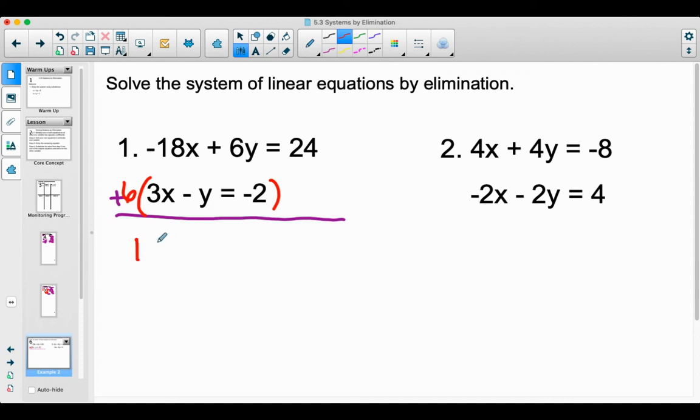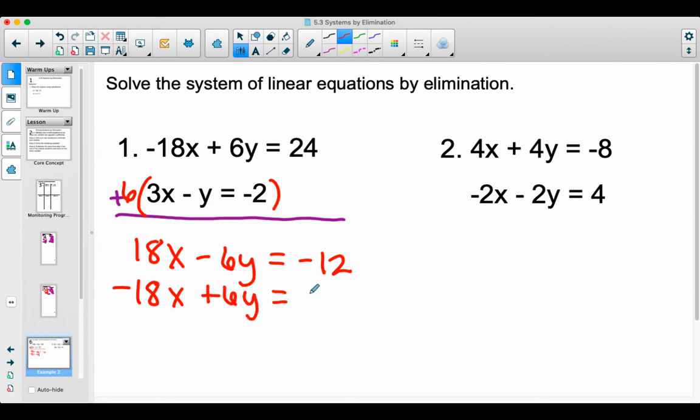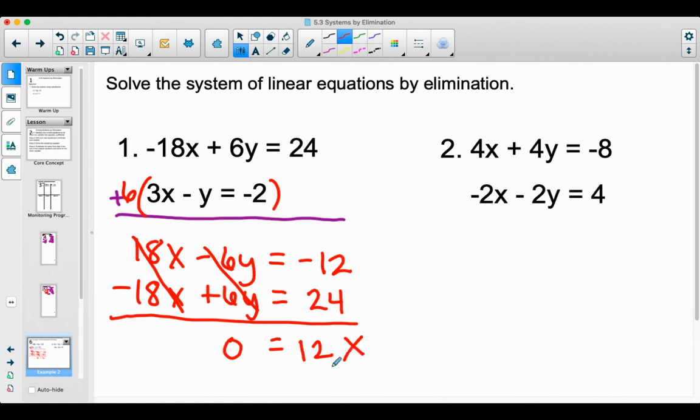So that becomes 18x minus 6y equals negative 12. And then I'm just going to rewrite the top equation. We get negative 18x plus 6y equals 24. But what happens when I do this is my x's ended up eliminating, and so did my y. So since both of them eliminated, I get 0 equals, and negative 12 and 24 is 12. And we know that 0 does not equal 12.